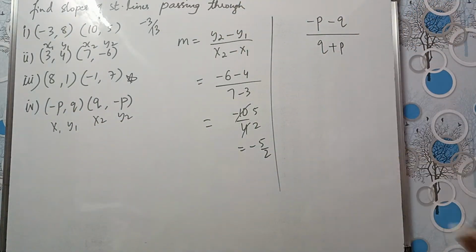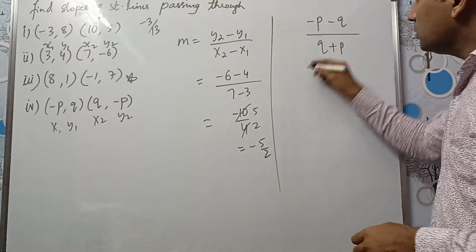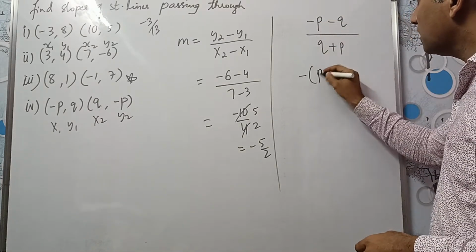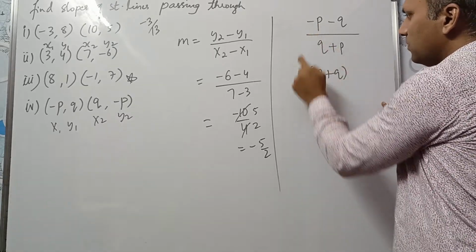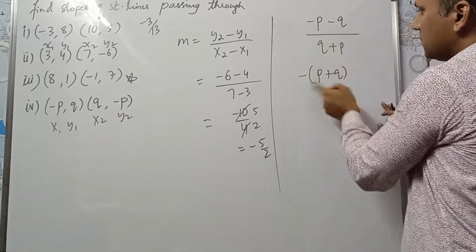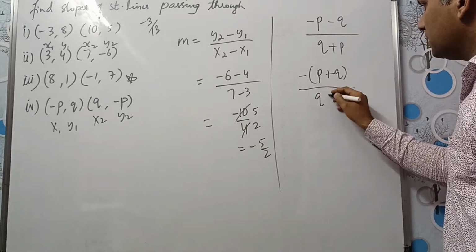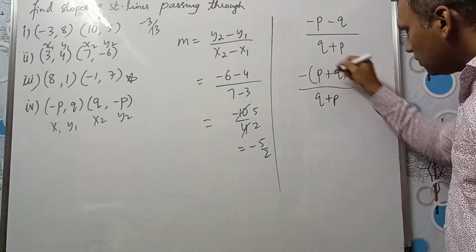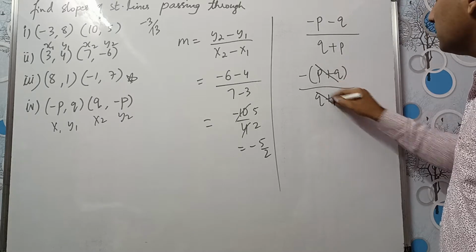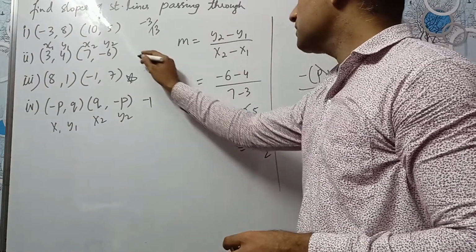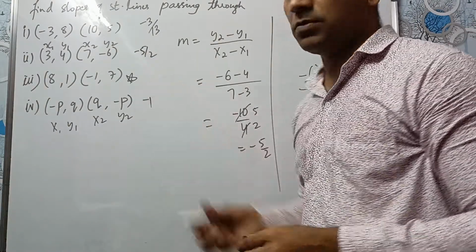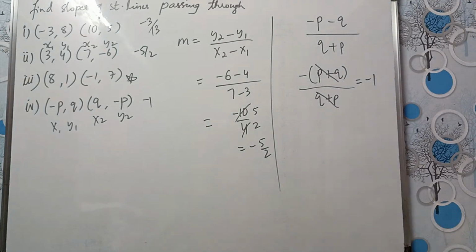What should we do now? See, in the numerator, if you take minus common, we'll have p plus q. If you are having doubt, just multiply minus into plus, minus p will come, right? Minus into plus minus q, divided by q plus p. These two are same, p plus q or q plus p, they are same, right? So we have minus 1. I hope this is clear. Answer is minus 1 here. This is minus 5 by 2. You do the third problem and comment the answer in the comment section. We'll do other problems now.